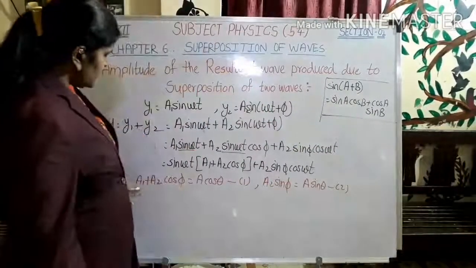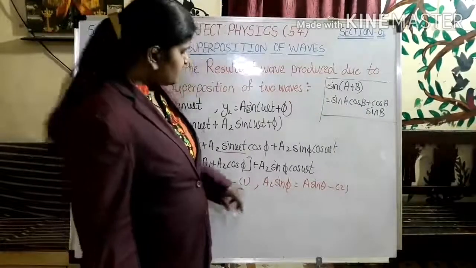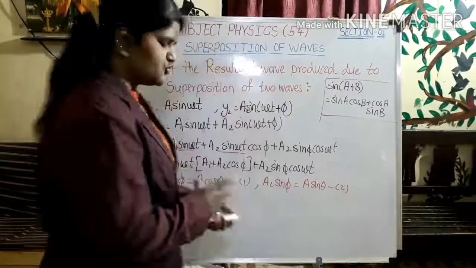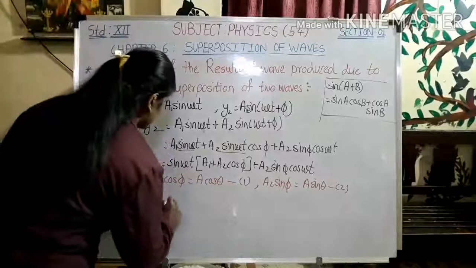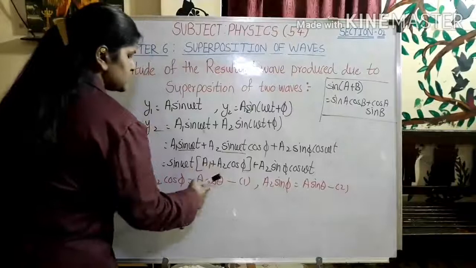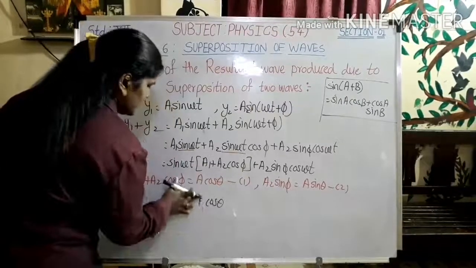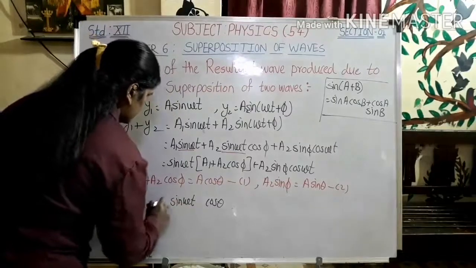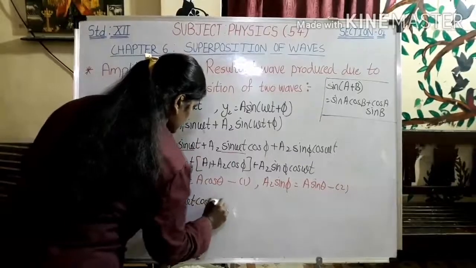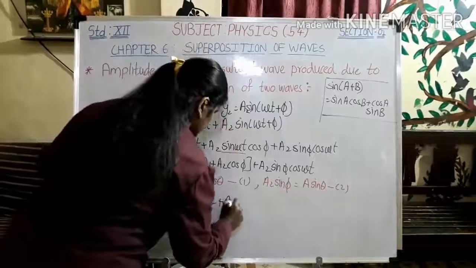So here it is, a1 plus a2 cos phi. Instead of this, I am going to put a cos theta, and instead of a2 sin phi, I am going to put a sin theta. So let's put what we are getting. So this will be sin omega t, and instead of this, what are we going to put? A cos theta. So this a I will write at the very beginning, which is here. Plus a sin theta times cos omega t.